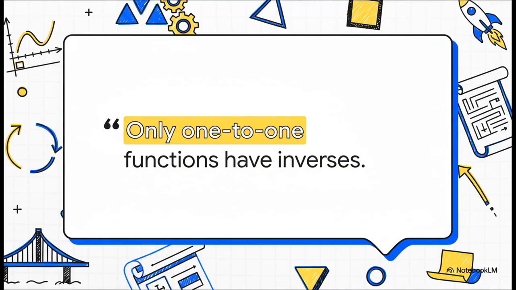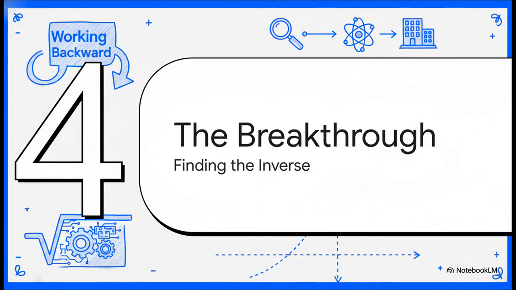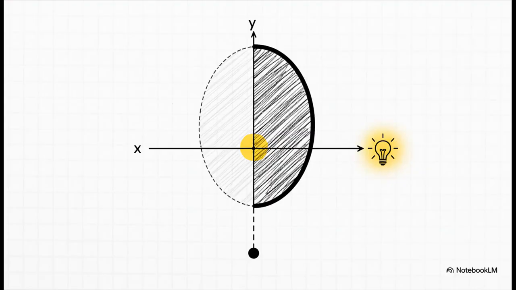So, does that mean we're just stuck? No way. Mathematicians are way too clever for that. There's a breakthrough, a really simple and elegant way to get around this problem and basically make our function play by the rules. Okay, check this out. This is the aha moment. What if we just make a choice?